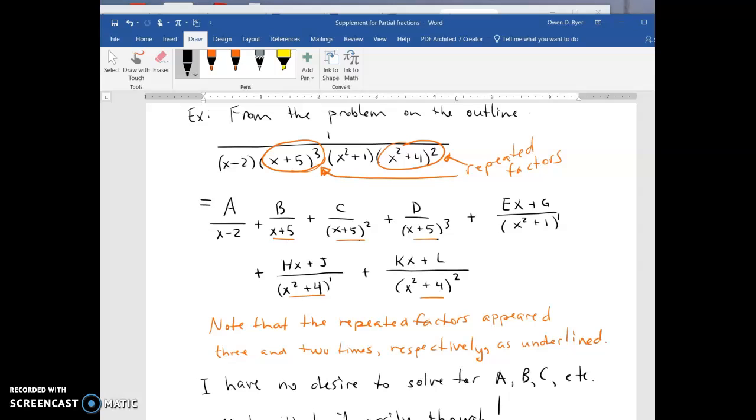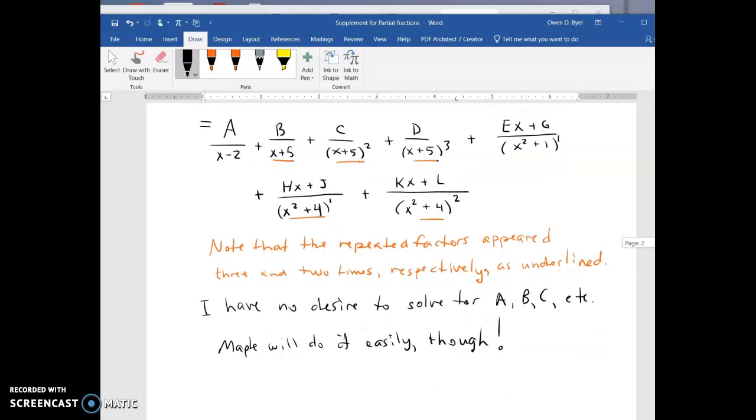Okay, this is a mess. I'm not going to even try to solve for those letters. This was just to illustrate the kinds of things that can happen. In theory, it's very doable. Maple can do it very quickly, and I urge you to try that out. I'll show you in class how to use Maple. All right, I'm just in under 10 minutes.